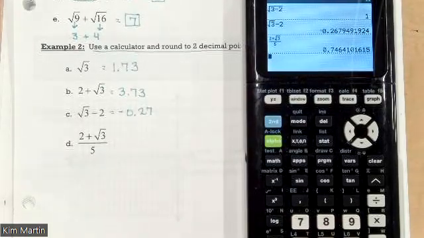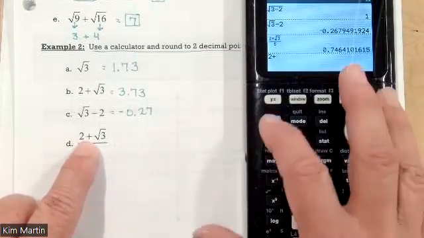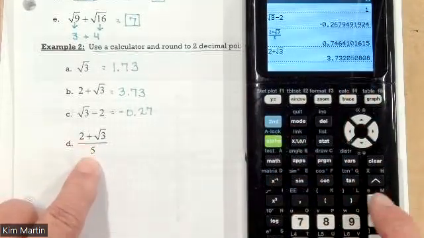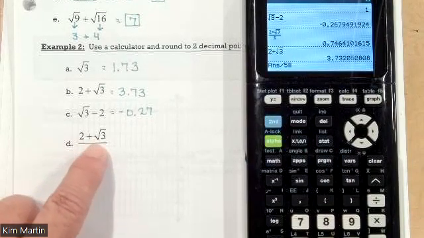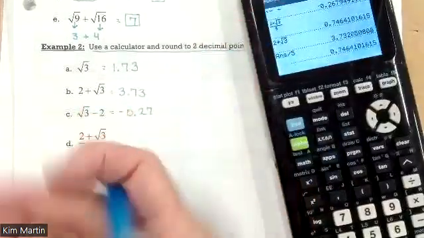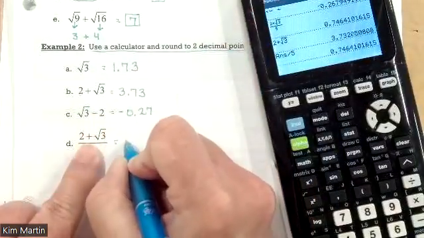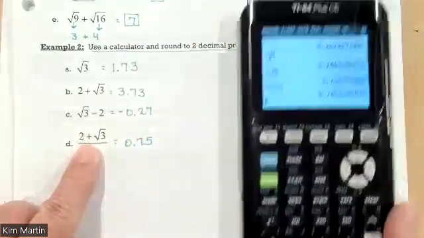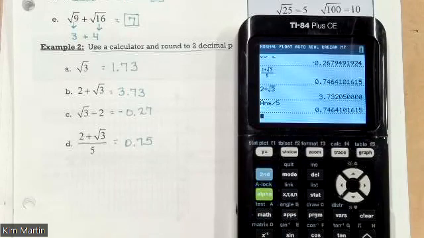I do it one of 2 ways. This is the way that I usually do it. 2 plus second square root of 3. I hit enter. Now I divide by 5. I made the calculator give me this answer up top. Now I divide by 5. And notice I got the same 0.74, or 75.